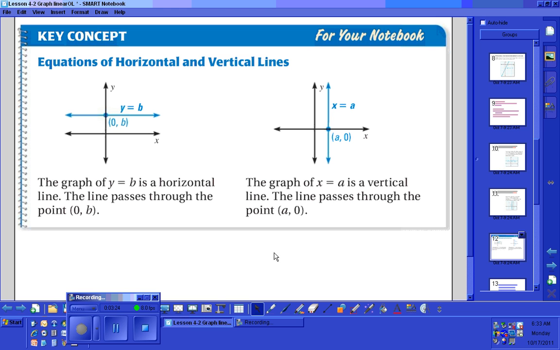So to summarize, an equation in standard form would be ax plus by is equal to c. If it happens that either the coefficient of x or the coefficient of y happens to be 0, you'll get a horizontal or a vertical line.